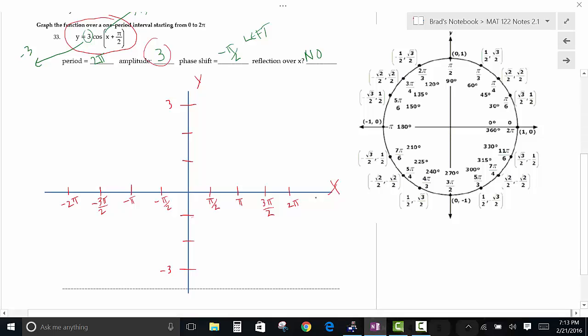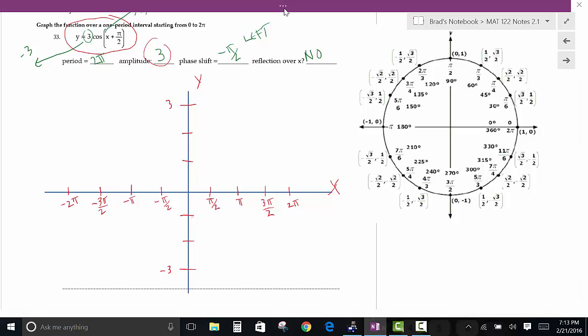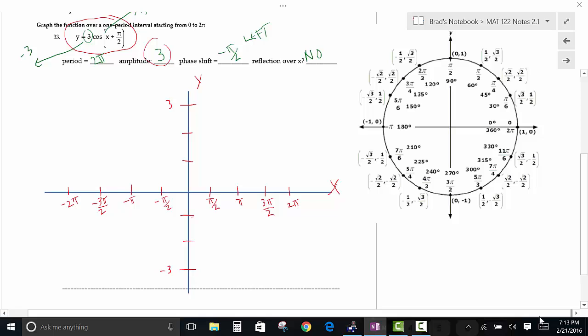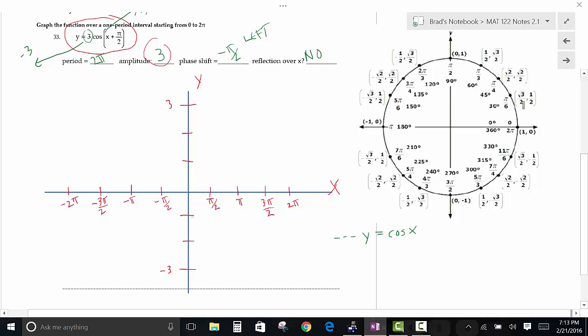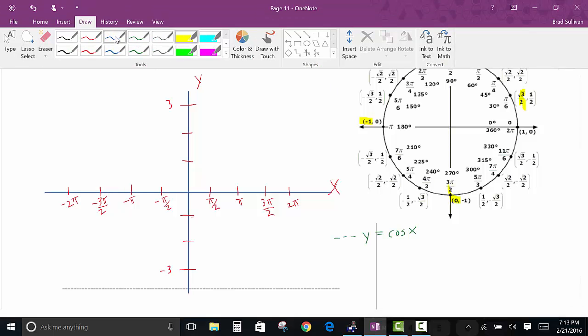So what we're going to do is start by just doing the graph. I'll do this in green, just the basic cosine. We're going to do the graph of cosine of x with no changes whatsoever to it. Okay? So now on the unit circle, if we're doing a cosine, we are just interested in x values. So I'm going to go around all of these quadrantal angles and just highlight all those x values.